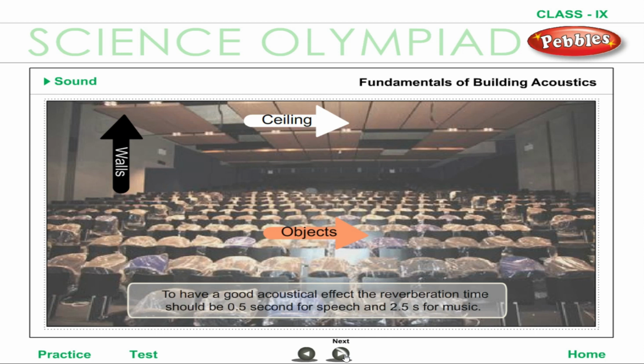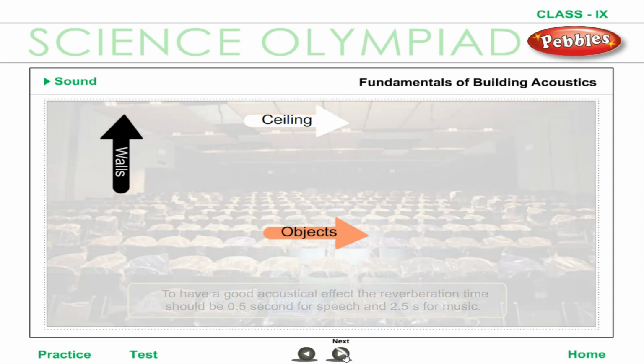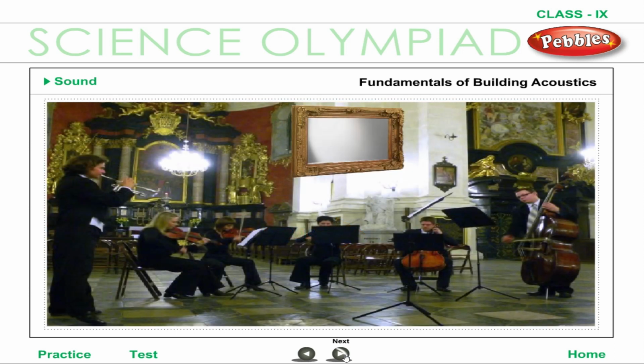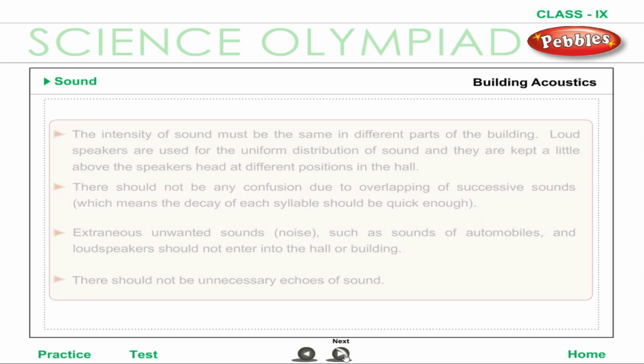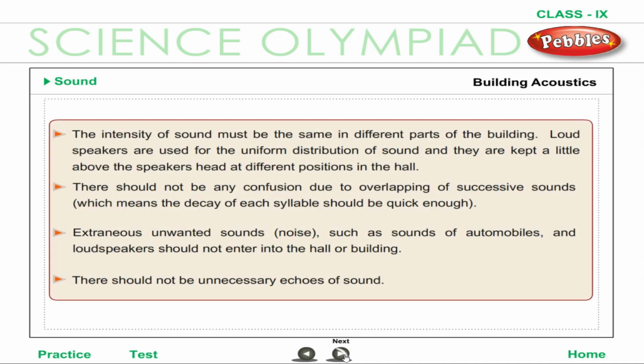The sound produced in a closed room at a point undergoes multiple reflections at various surfaces present within the room. Thus, there exists reverberation of sound. Hence, in the construction of large rooms, some conditions such as the ones shown above are to be fulfilled. Building acoustics. Conditions are shown in the table.